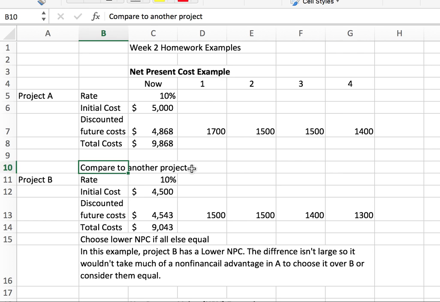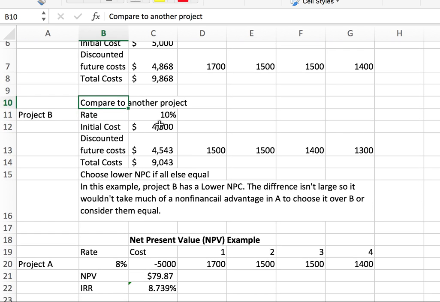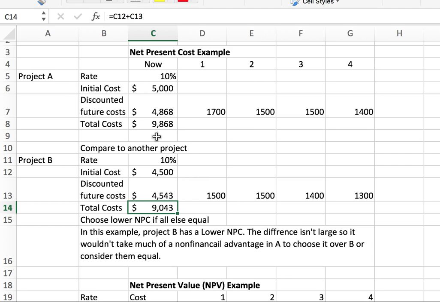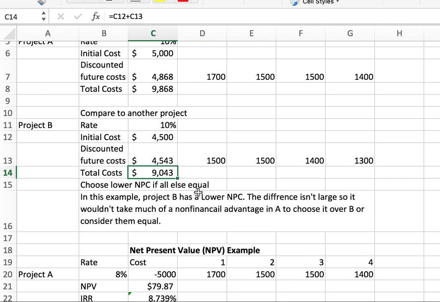Now we compare to another project here. We go to another project, and the bus B is $4,500 out front, and then it's $1,500, $1,500, $1,400, and $1,300. We discount those back, and you can see that the formula appears net present value with the discounted cash flows back. And we get 4,500 plus 4,543 equals 9,043. So now we have project A at 98 and project B at 9,000. And so we look at this and we say, well, we should always choose the lower of the net present cost if all else is equal.